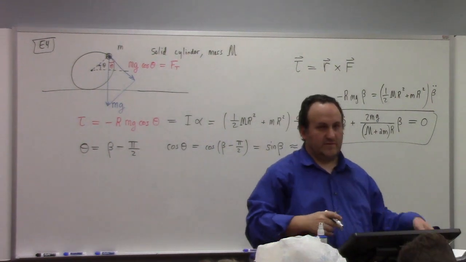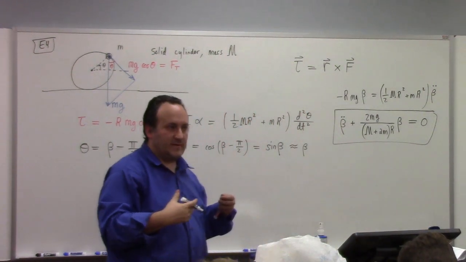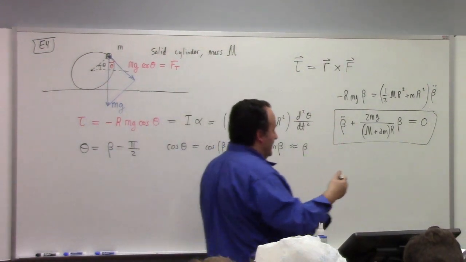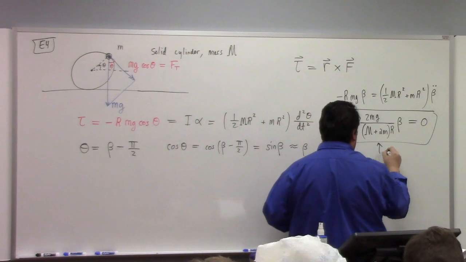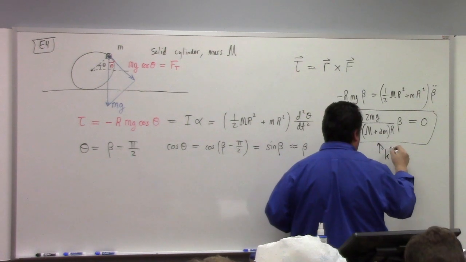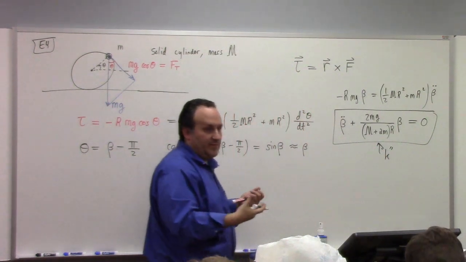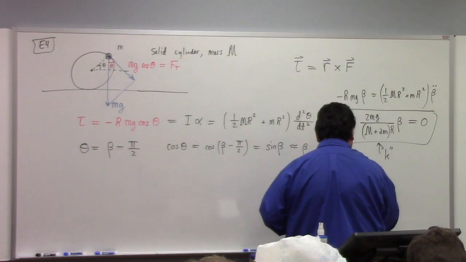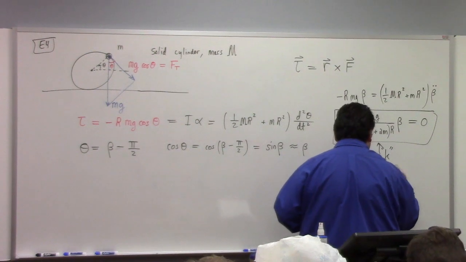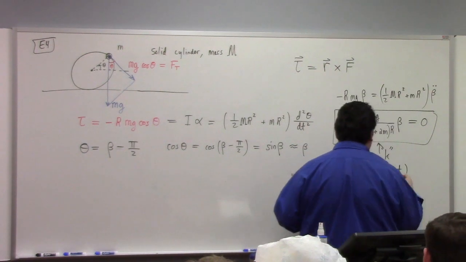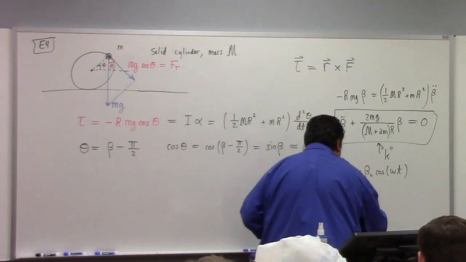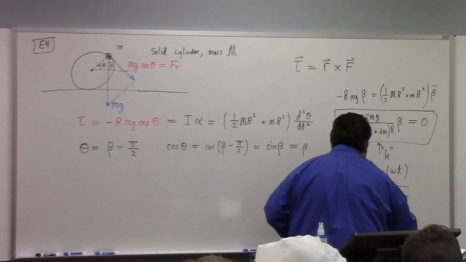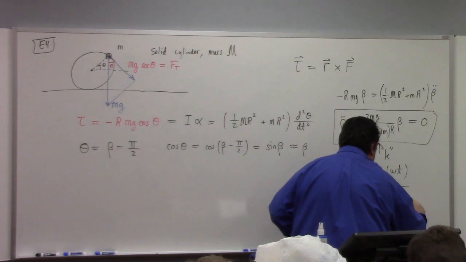This right here is the simple harmonic oscillator problem. It's the same equation we get for a spring. This right here plays the role of k. That's like a spring constant for this problem. The solution to this is beta of time t equal to beta naught cosine of omega t, let's say. And here omega is the square root of 2mg divided by big M plus 2 little m, times r.